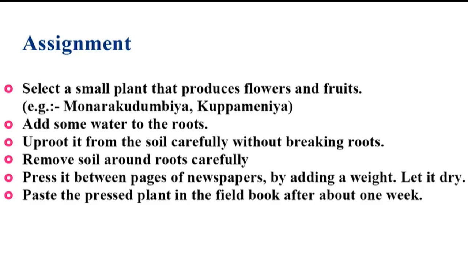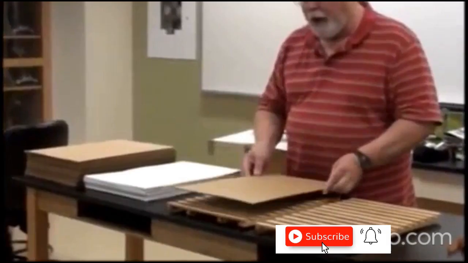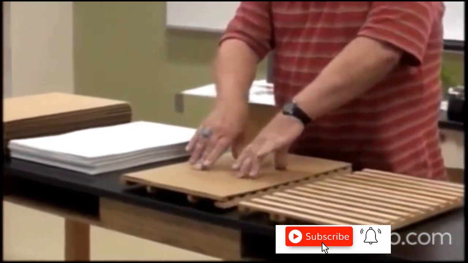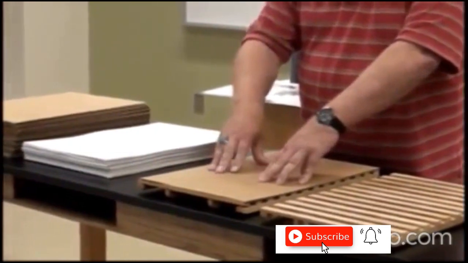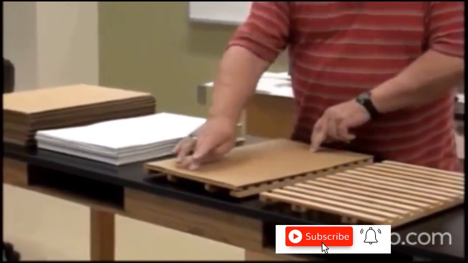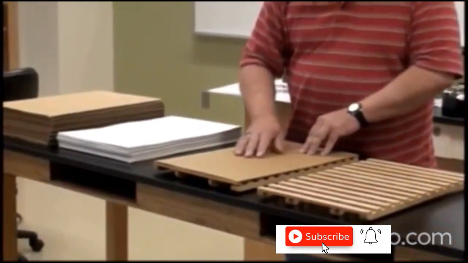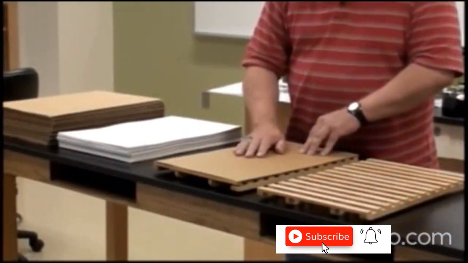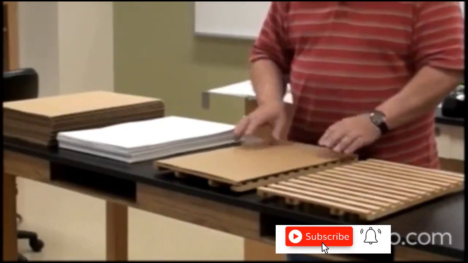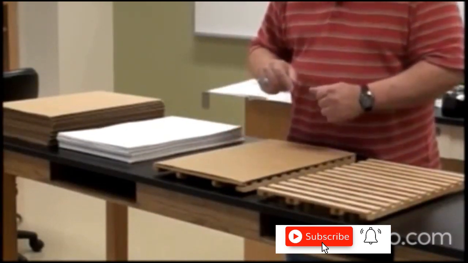Now I'm going to show you how to press a plant in the lab. We will see that. Right, children? So you observed the flowering and non-flowering plants, and now we are going to observe the parts of a flowering plant. So here we have this Mondracudumbia plant again. We observed this earlier as well. So you can observe this as a flowering plant, right?